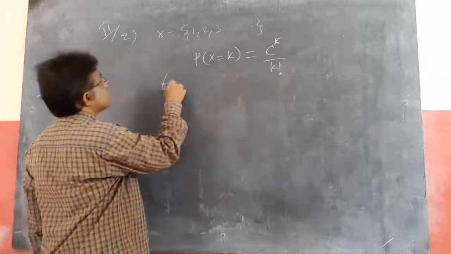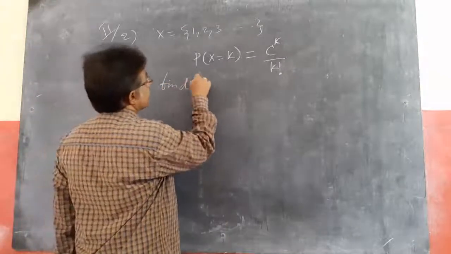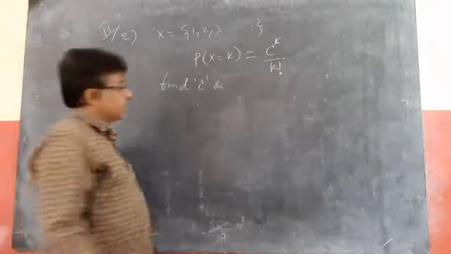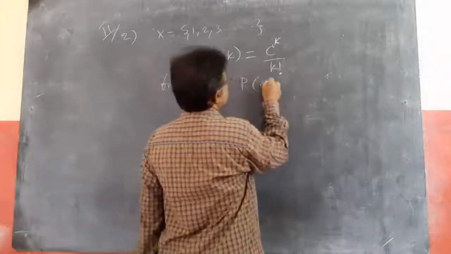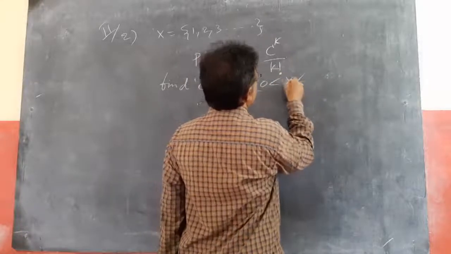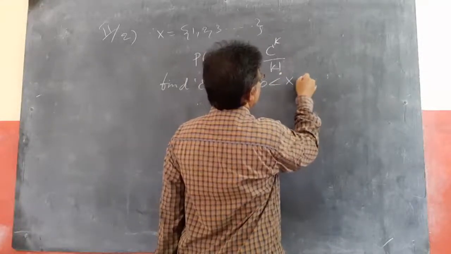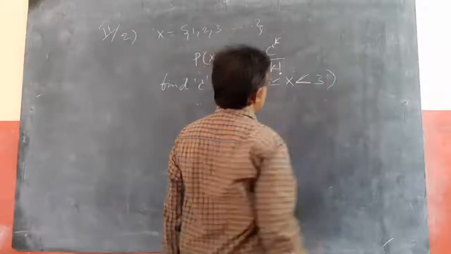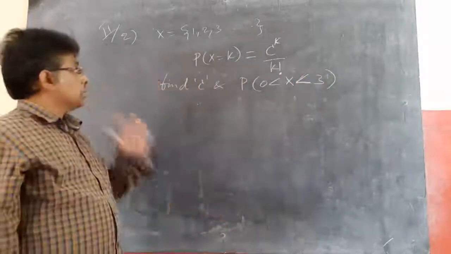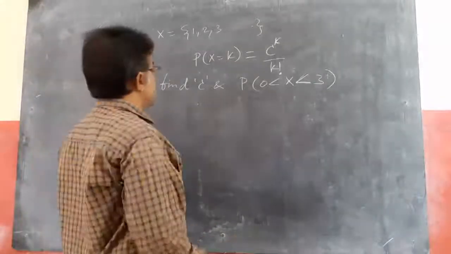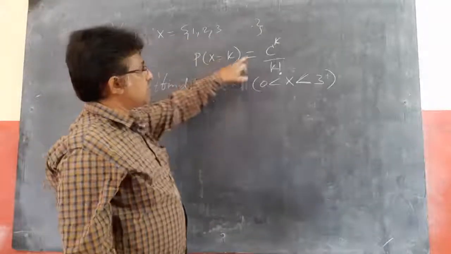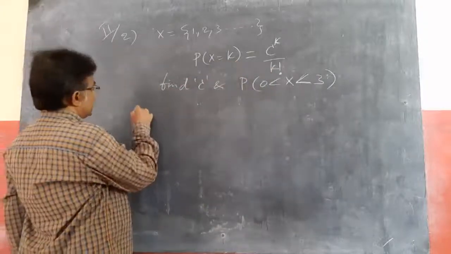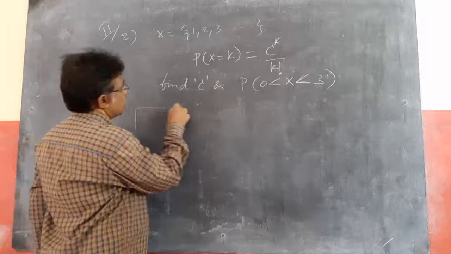Then find c under P of x lies between 0 and 3. P of x lies between 0 and 3. There is no equal to. All are inequality symbols only. No equality. P of x lies between 0 and 3. Simple, sir. The same, if you make the table. P of x equal to 0 is c power 0 by 0 factorial. So if you make the table like the previous one, what do you get?